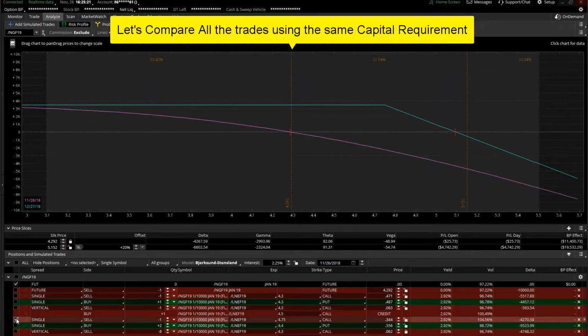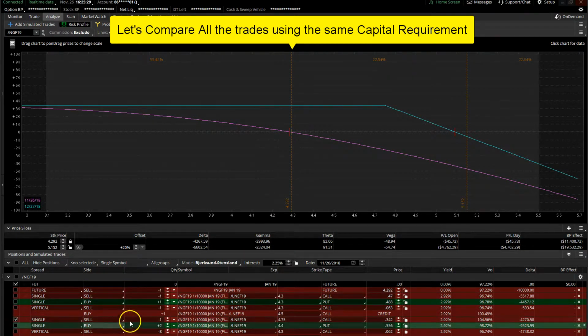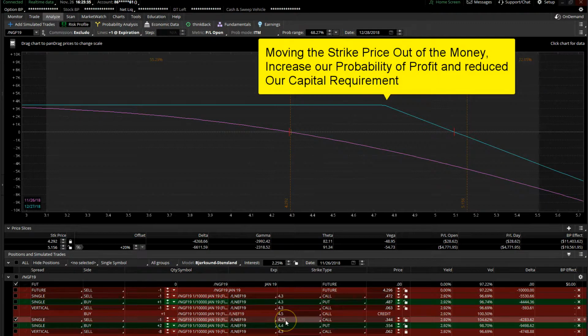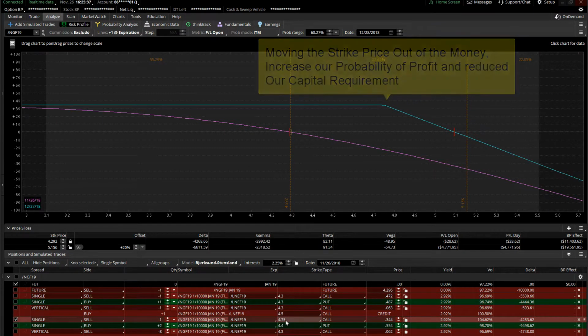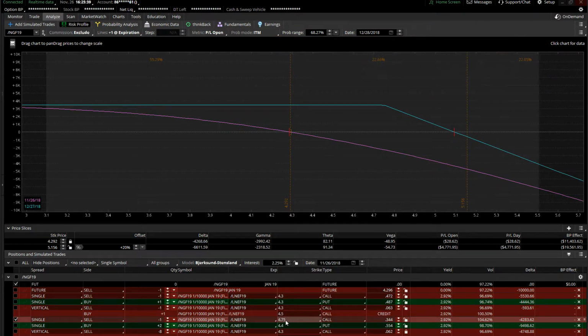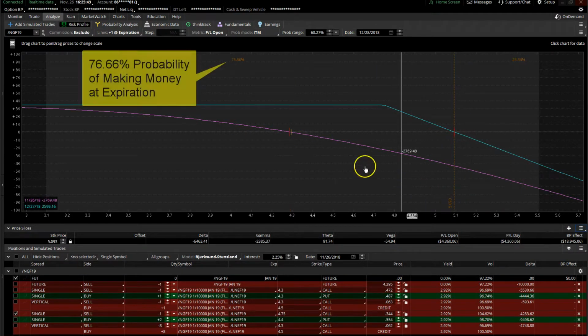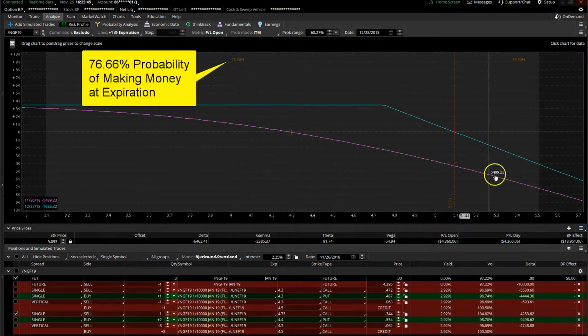So now, if we want to use that same amount at entry, around $11,000, for the naked call, we'll have to move a little bit out of the money. So now, instead of at the money, we're out of the money, so our probability of making money is higher right now. We can check it in this kind of trade. There will be a 76% chance we'll be making money.